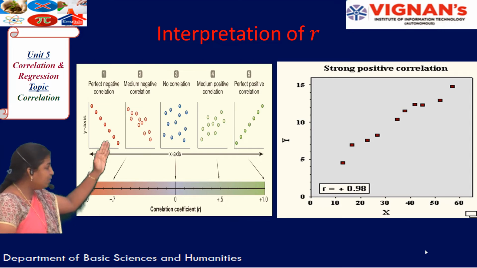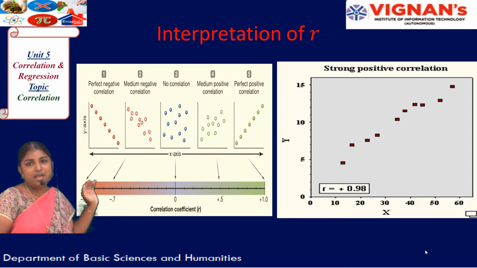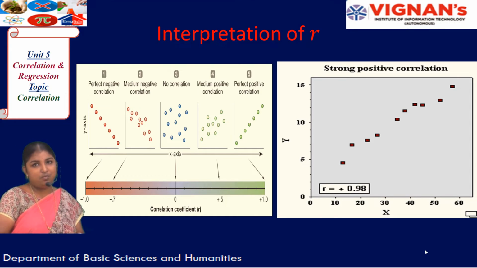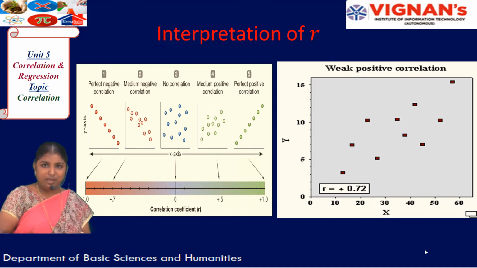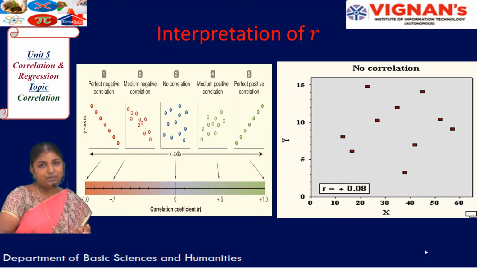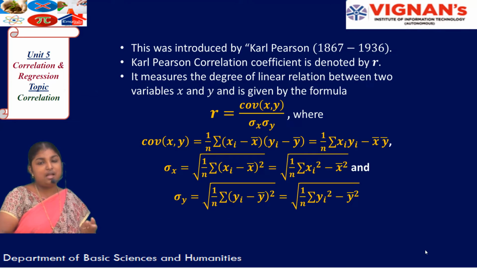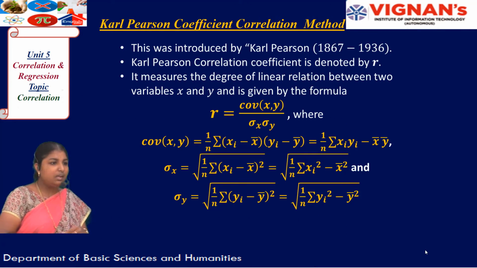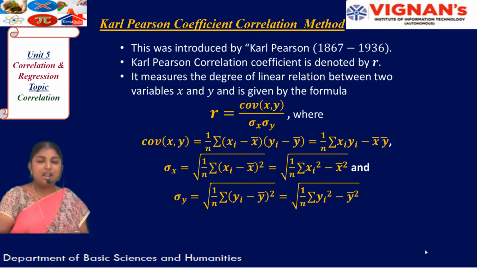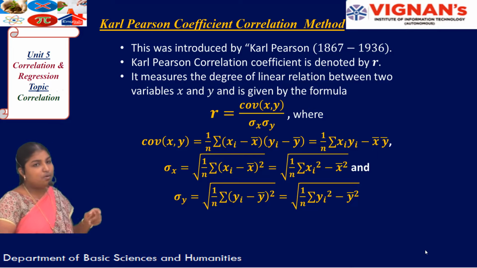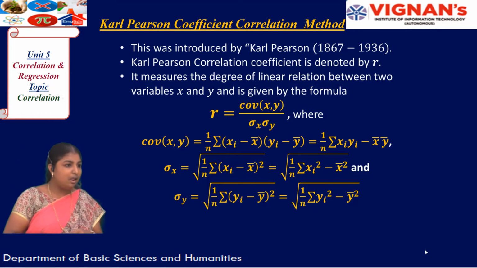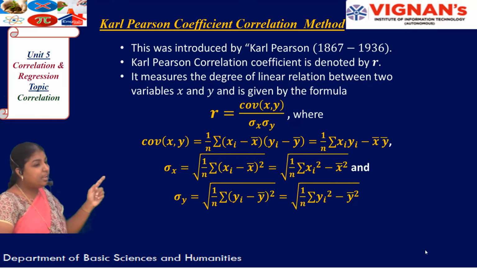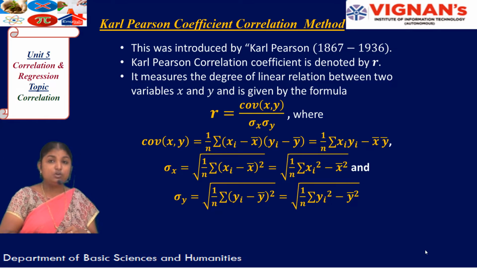Suppose you are getting R equal to 0. That is known as no correlation between the two variables X and Y. For finding the exact correlation value, this was introduced by Karl Pearson, 1857 to 1936. The Karl Pearson correlation coefficient is denoted by R.